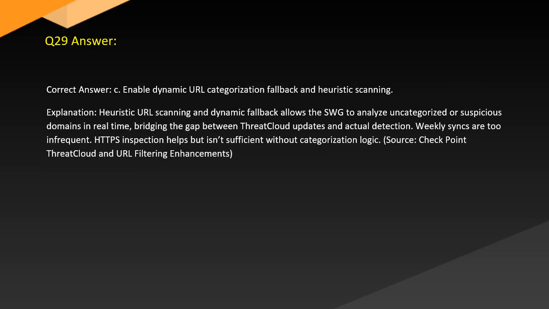Answer. Correct answer: C. Enable dynamic URL categorization fallback and heuristic scanning. Explanation: Heuristic URL scanning and dynamic fallback allow the gateway to analyze uncategorized or suspicious domains in real time, bridging the gap between ThreatCloud updates and actual detection. Weekly syncs are too infrequent. HTTPS inspection helps but isn't sufficient without categorization logic. Source: Checkpoint ThreatCloud and URL filtering enhancements.